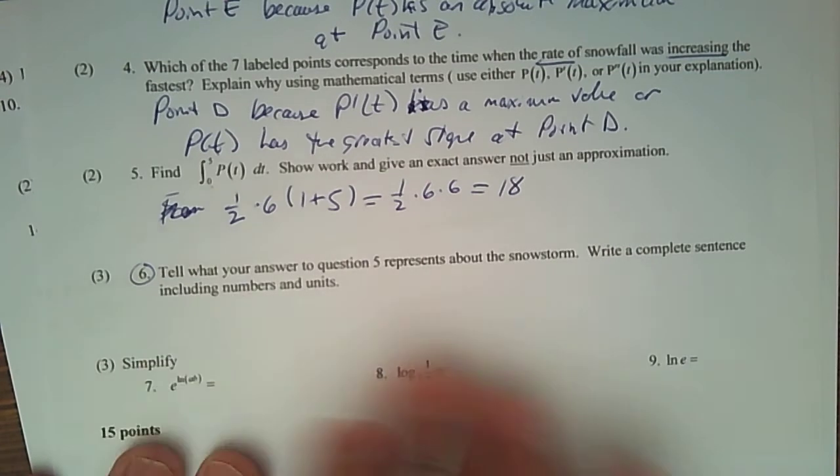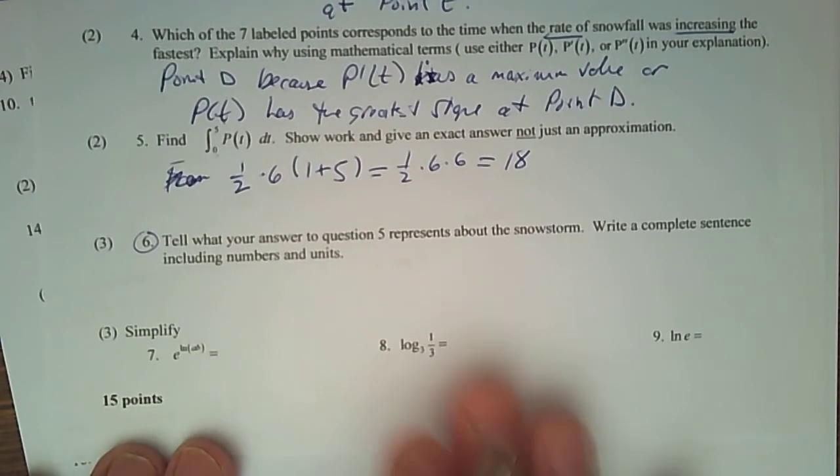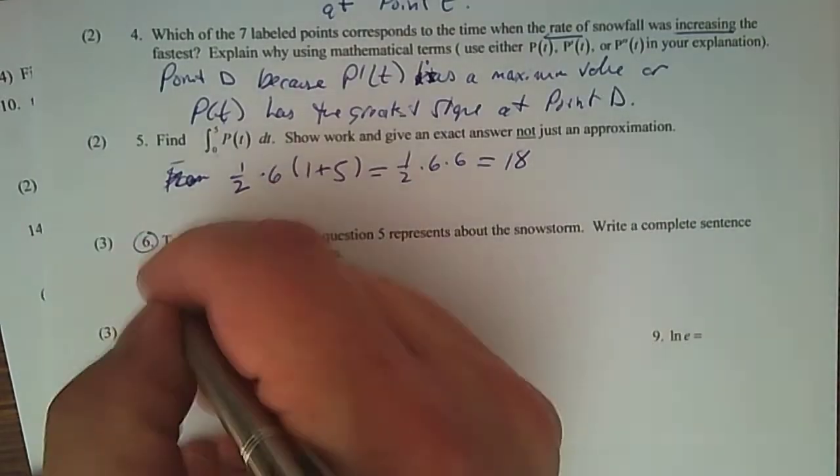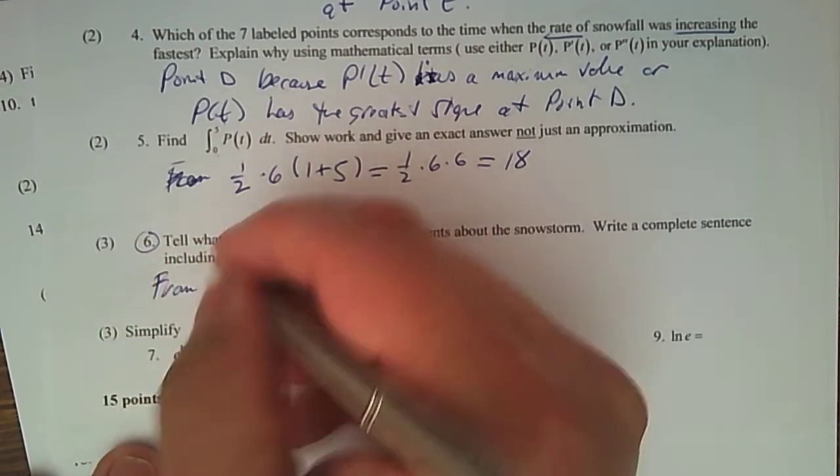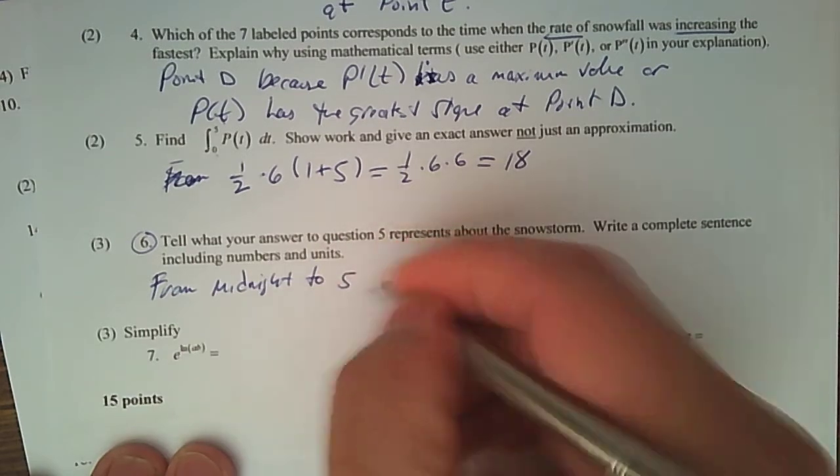Then number 6 is, what does your answer mean? Well, the answer means from 0 to 5 would be from midnight to 5 a.m.